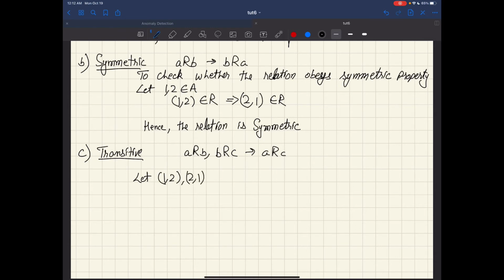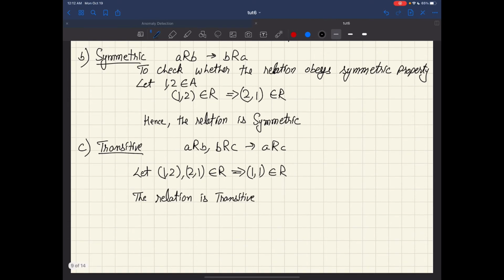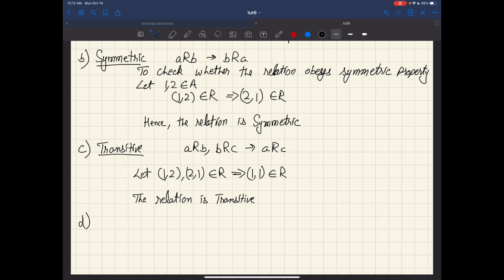Let's say 1 comma 2 and 2 comma 1 are there in the relation, gives 1 comma 1 which is also present. You could also give the example of 1 comma 2 and 2 comma 2. So this gives 1 comma 2 which is again present, therefore the relation is transitive. So you can check for all the elements.